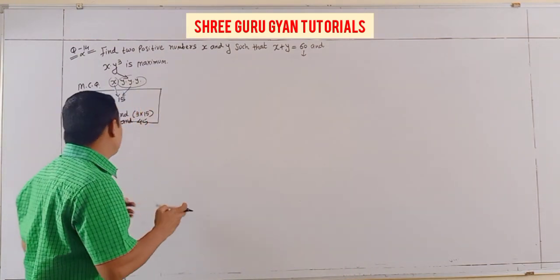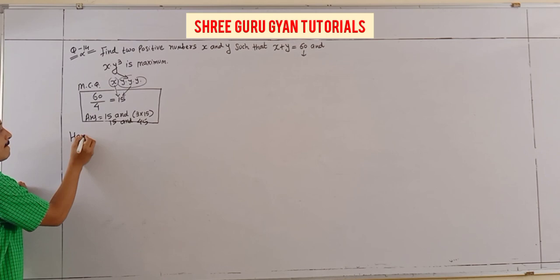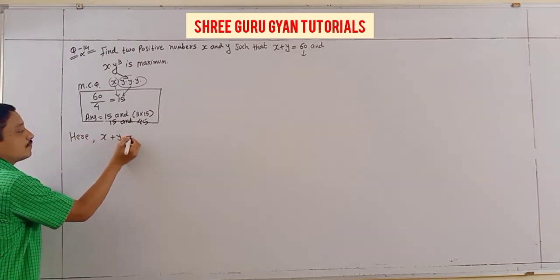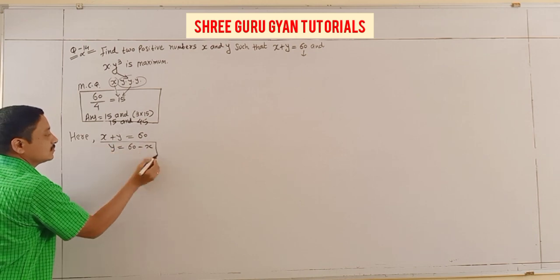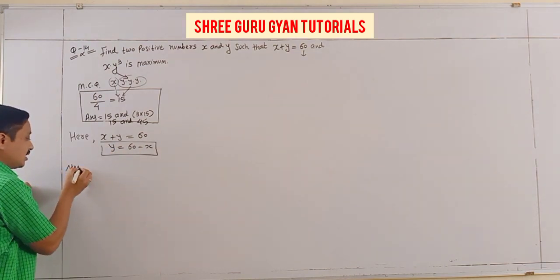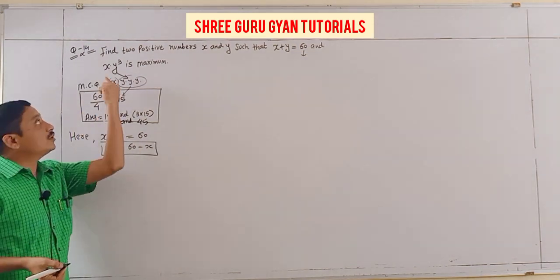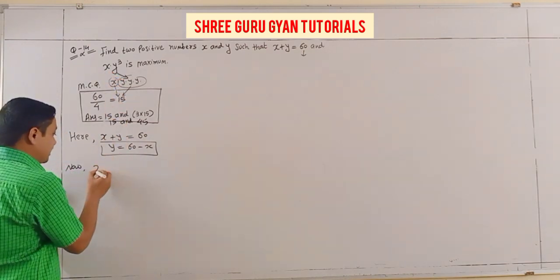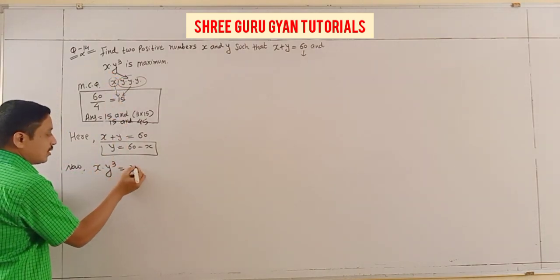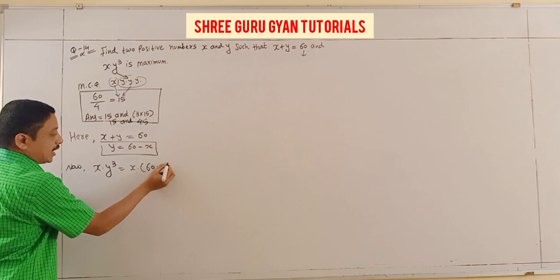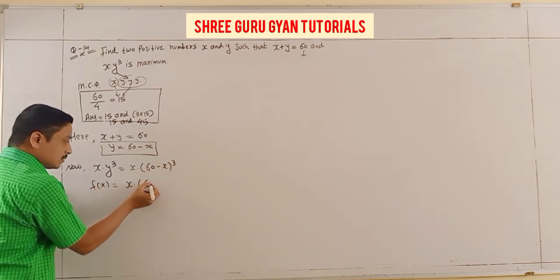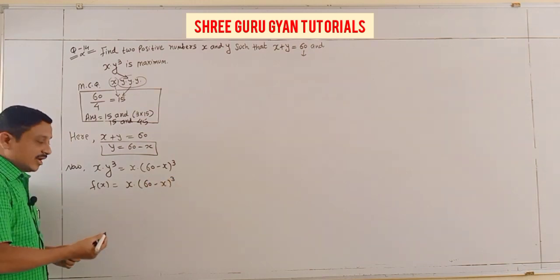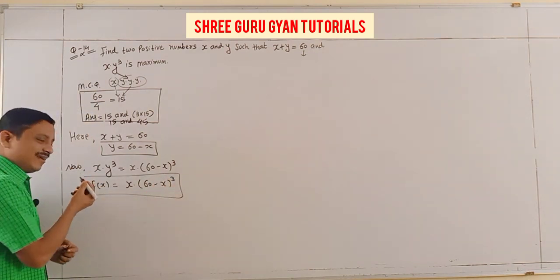Yes, students. Now the method is what? Here x plus y is 60. So definitely y equals 60 minus x. Now you can create this data. x y cube, yes, x y cube. Put in y and you create your f(x). So x times (60 minus x) whole cube. And here the function is negative.